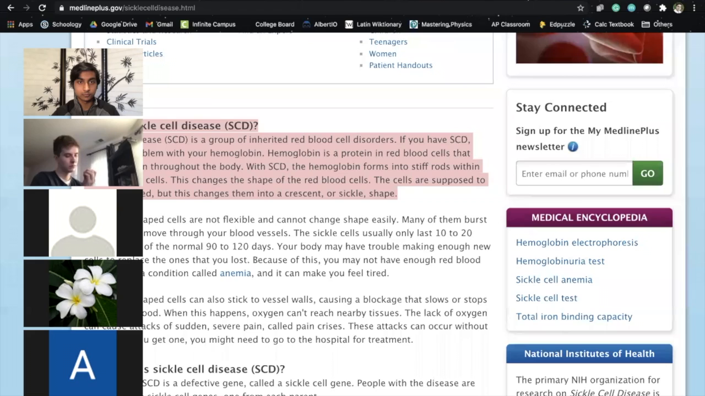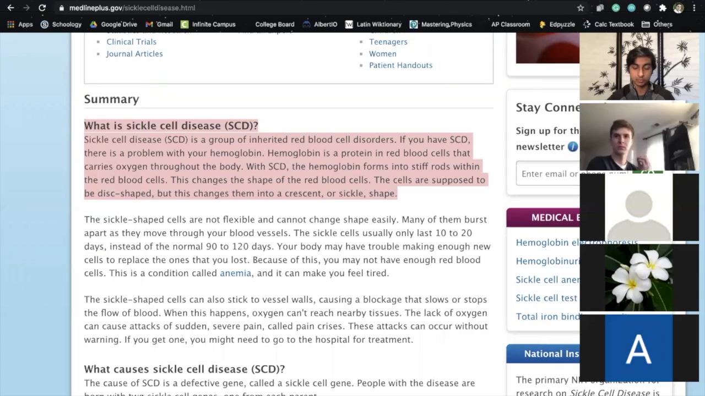Okay. So here is another one of those descriptions. Why don't you read this, 45 seconds. Perhaps you're familiar with the term sickle cell disease. Go ahead.